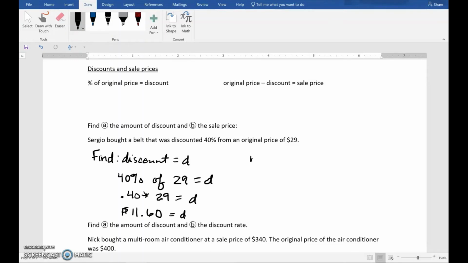And then part B says, so this was part A, part B says, what's our sale price then? How much are we actually going to pay? And so we're going to use this formula over here that says we're going to take our original price of $29 and subtract the discount that we just found, the $11.60. And that'll get us our sale price. And so for us, that would be $17.40 is now going to be our sale price.